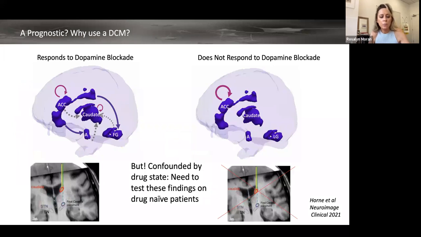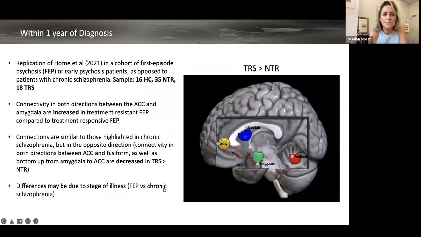And so what we were hoping was that this is a sort of retrospective look at some patients who were subtyped in schizophrenia, those who do and do not respond to dopamine blockade. But here we're studying patients when they're on their medications. So they were confounded by drug state, and we wanted to look at drug naive patients. We couldn't find them, but went to the next best thing, which were patients at a much earlier course of the disease. So first episode and within a year of diagnosis.